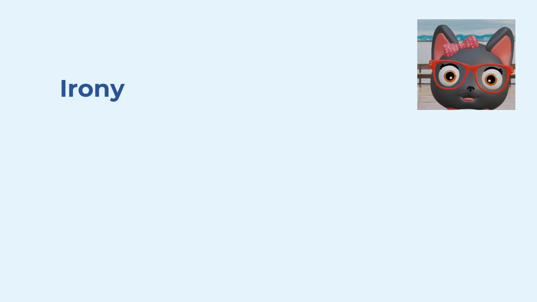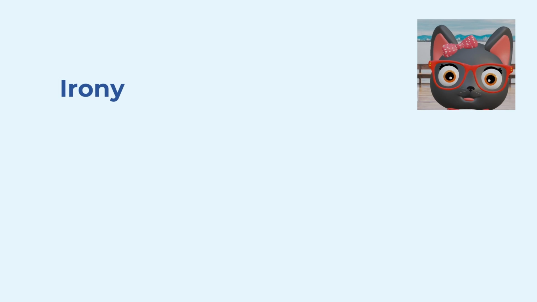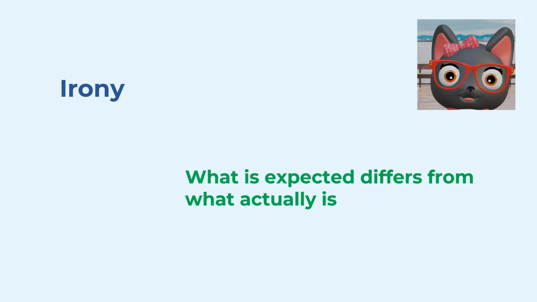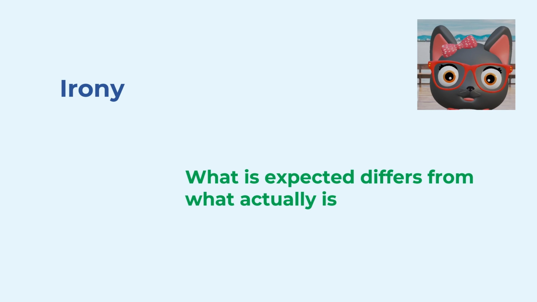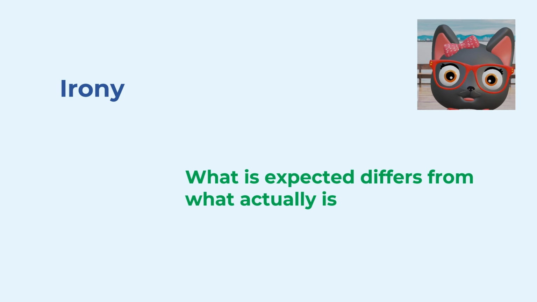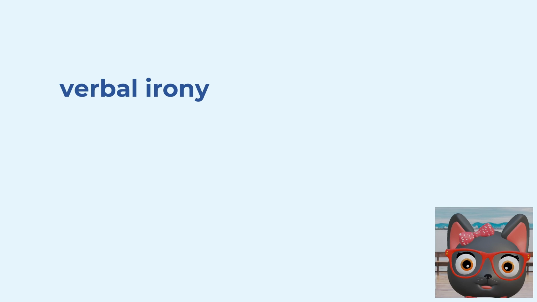Our first figure of speech is going to be irony, or rather our first three, because there are three types of irony. Irony in the broadest sense is when what is expected differs from what actually is. The three types of irony found in literature are verbal irony, situational irony, and dramatic irony. Verbal irony is when a speaker says one thing but means another.